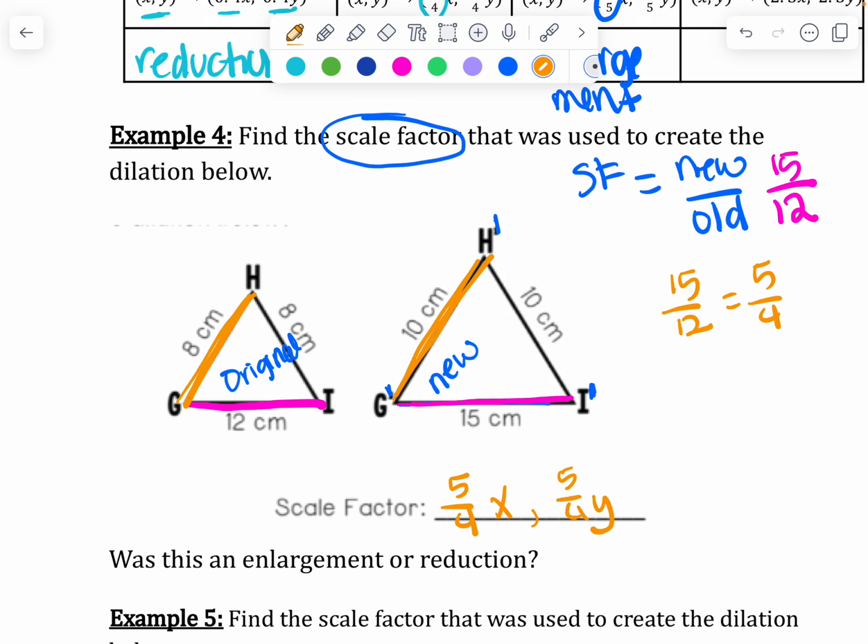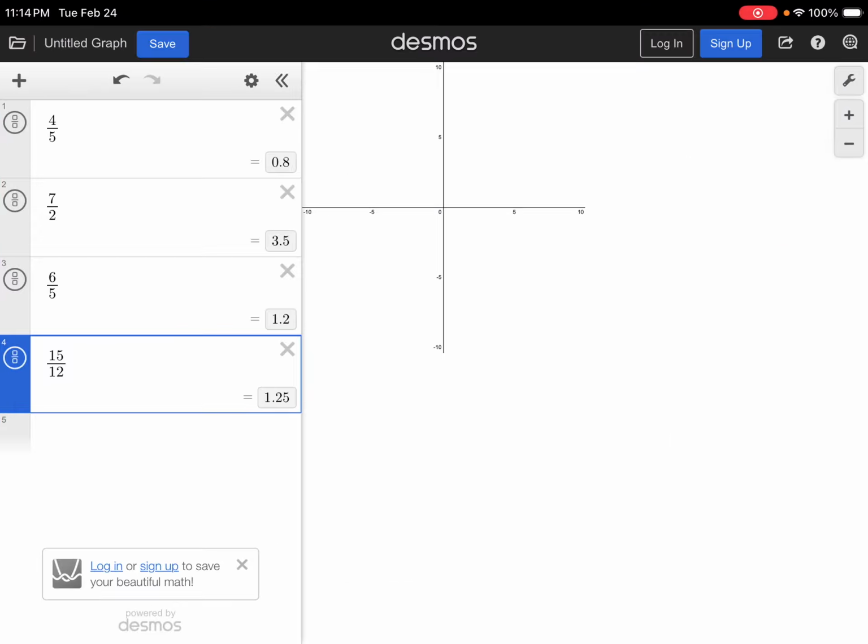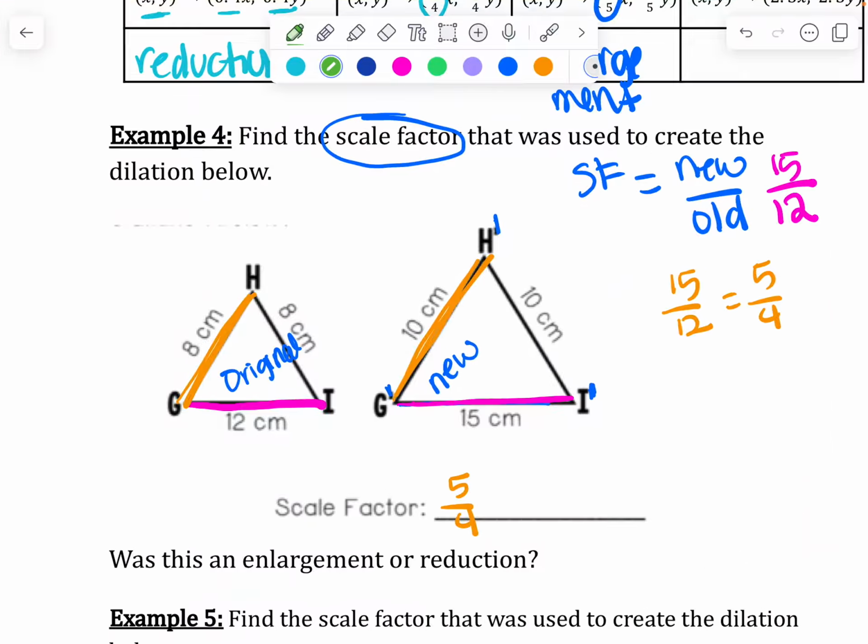If I'm putting it on the graph, that means that I'm multiplying the value of x by 5/4 and multiplying the y by 5/4. But since we don't have it in a graph, our scale factor is going to be 5/4. Or you can also put the decimal form, 1.25. You do need to know how to do one or the other. Either one of these can be your answers. Just know how to go from one to another.